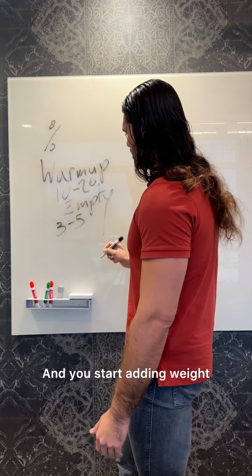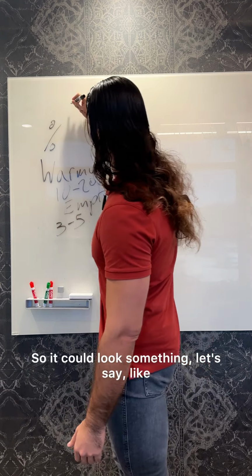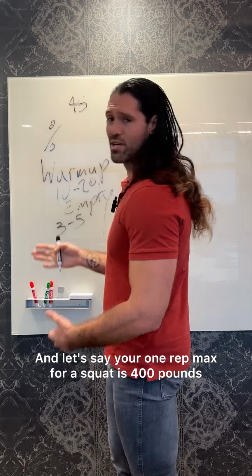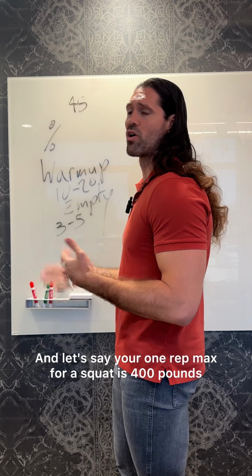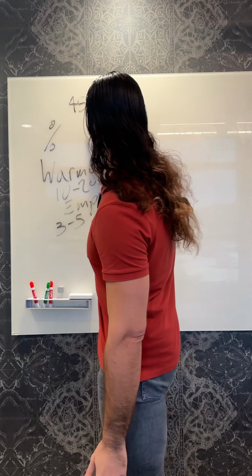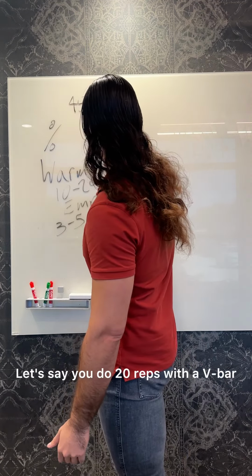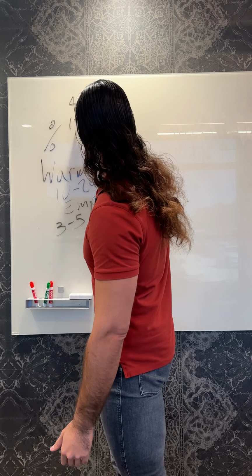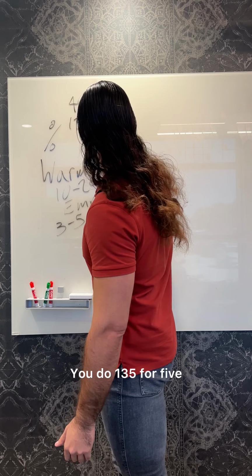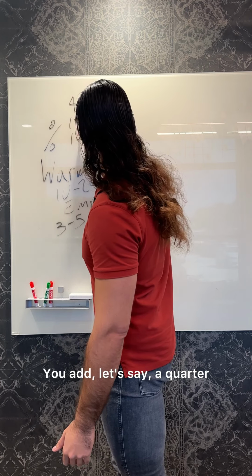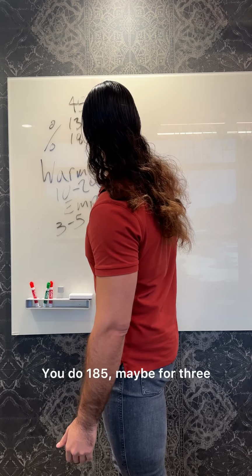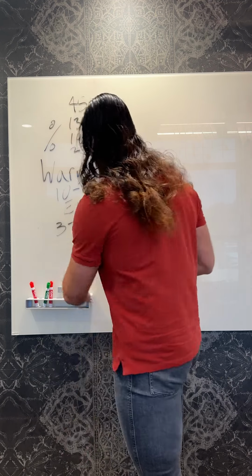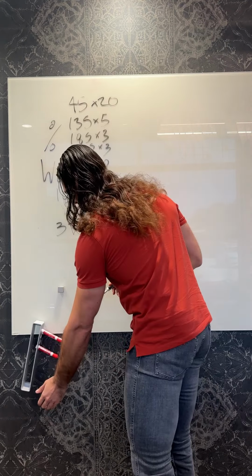And you start adding weight. So it could look something like this: let's say the bar's 45, and your 1 rep max for a squat is 400 pounds. It's 4 plates a side. So you can go 45, let's say you do 20 reps with the empty bar, and then because you're pretty strong, you add a plate, you do 135 for 5, you add a quarter, you do 185, maybe for 3, and then 225, you do that for 3.